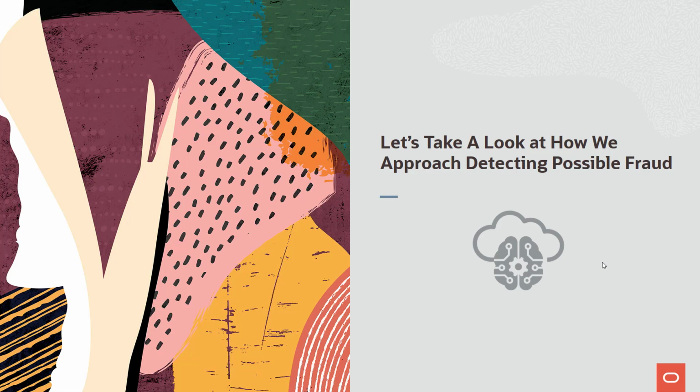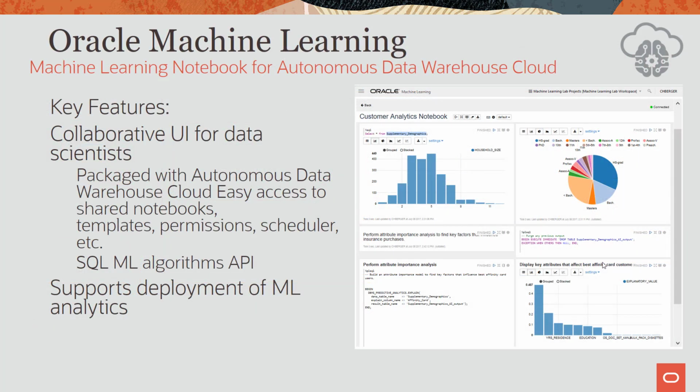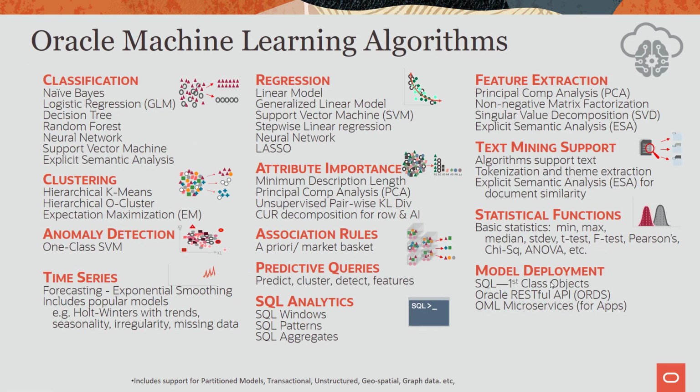So let's move into how we approach detecting fraud. We're going to use the autonomous database and Oracle machine learning. So we're going to talk about Oracle machine learning, which is the new notebooks. They're Zeppelin-based notebooks, a collaborative user interface for data scientists. It comes packaged with the autonomous database. And we expose, so far, only the SQL algorithms. So you notice the R or the Python integration here. I had to remove that because that's coming soon, in early 2020. It's not quite here yet.